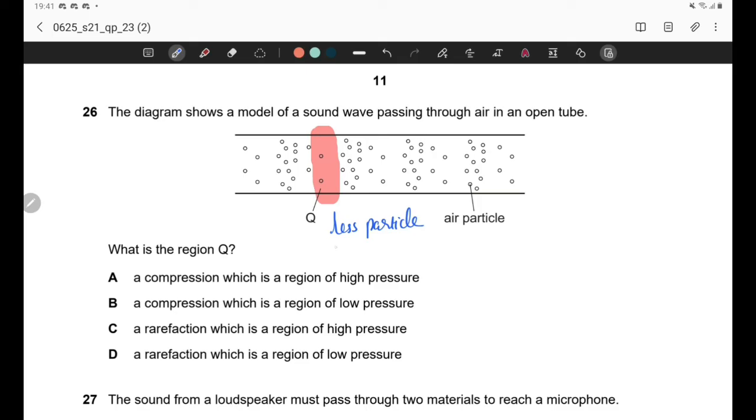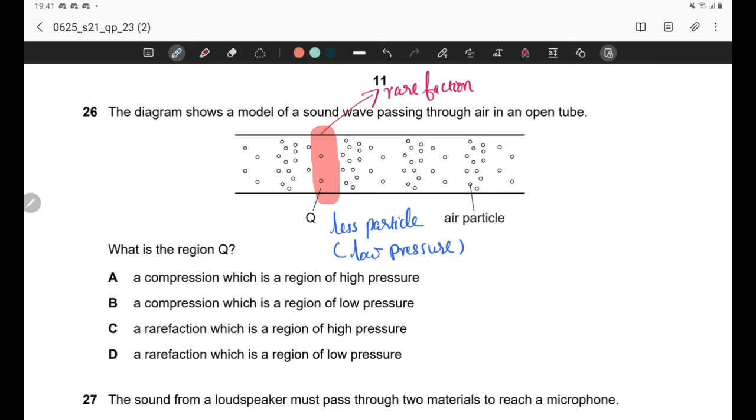if the particles are fewer, definitely the pressure will be low, because pressure is nothing but the force due to the collision of the particles. When the particles are fewer, the collision will be less, therefore the pressure will be less. And these parts of a sound wave where the particles are fewer or pressure is less are known as rarefaction.